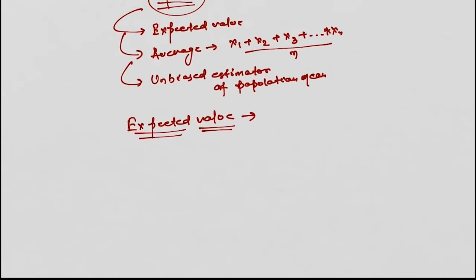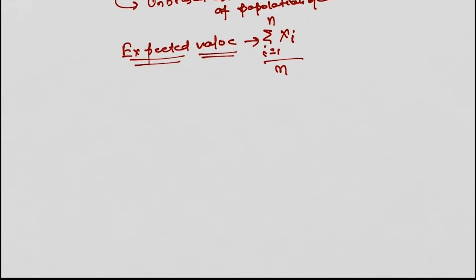Expected value in a very simple term, its equation can be summation of xi, i is equal to 1 to n, divided by n. However, there is another way to calculate the expected value, that is the mean, which stems from probability. Have we discussed probability? No, not at all.